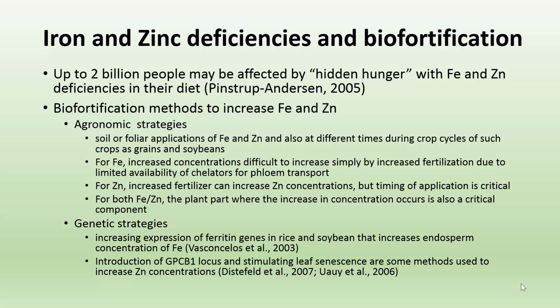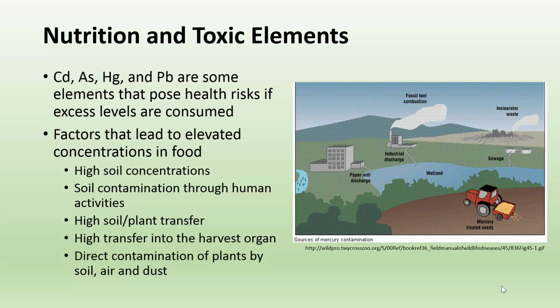On the opposite end of the spectrum of plant nutrients is the problem of toxic elements in plant food products. Cadmium, arsenic, mercury, and lead are some of the elements that are present in some plant food products that can pose health risks if excess levels are consumed. Many factors lead to elevated concentrations of these toxins in food. The soil may have high concentrations of these elements. Soil can be contaminated with these elements through human activities. There can be high soil-to-plant transfer of these elements or high transfer of these elements into the harvested organ of the plant. Or there can be direct contamination of the plants by soil, air, and dust.